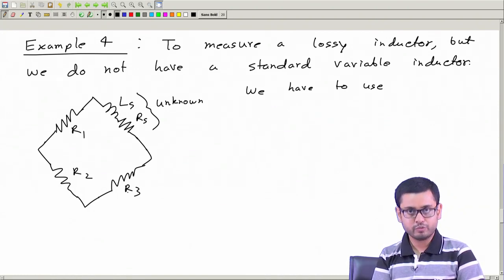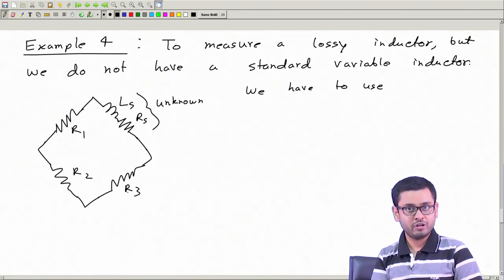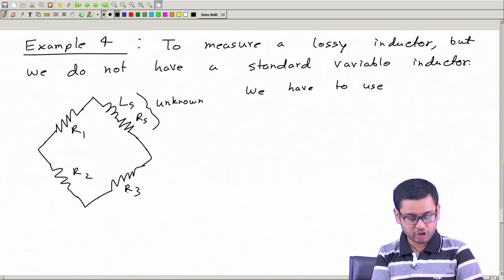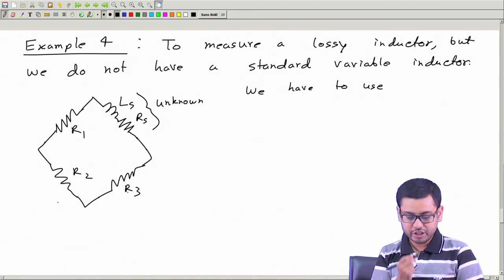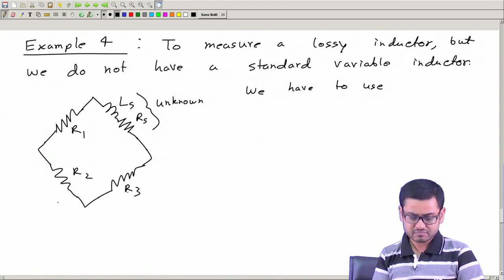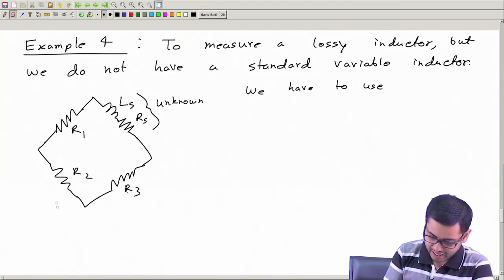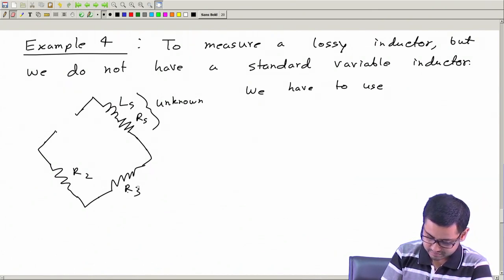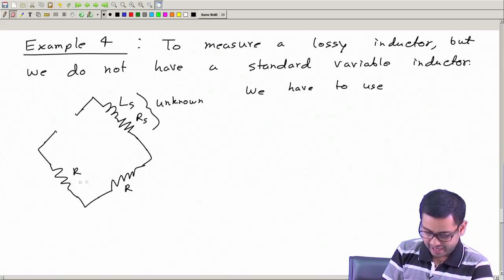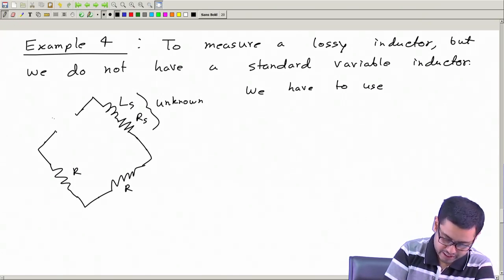Okay, so what can we do? We cannot use an inductor. Can we use a capacitor? Because a capacitor gives a non-zero angle, while resistance gives only 0 angle. So, can we use a capacitor? Let us try. Let us try by putting a capacitor here. Let me keep R and R here, and let me try to put a capacitor.